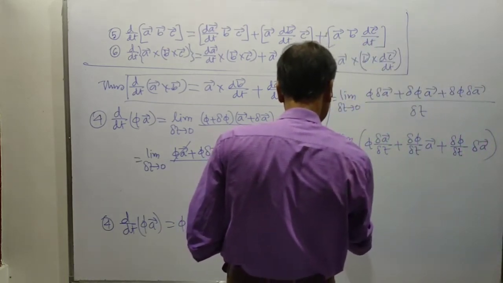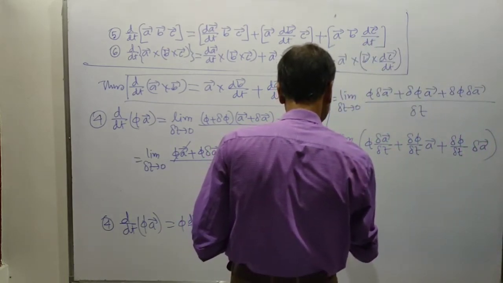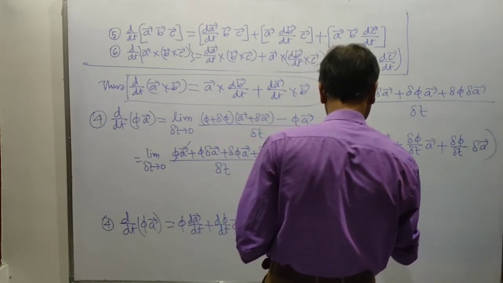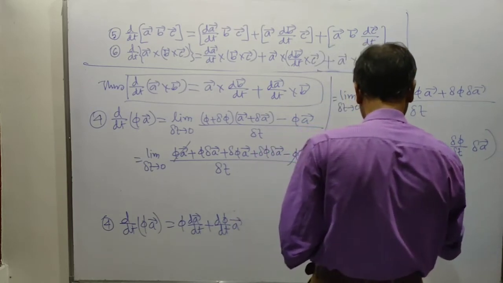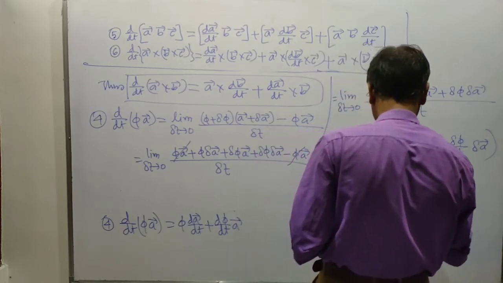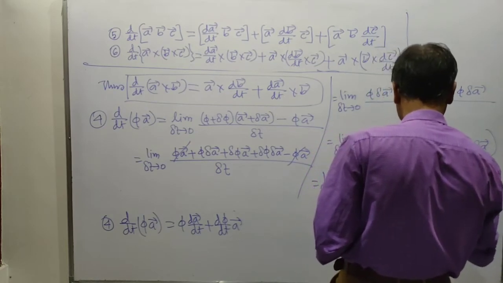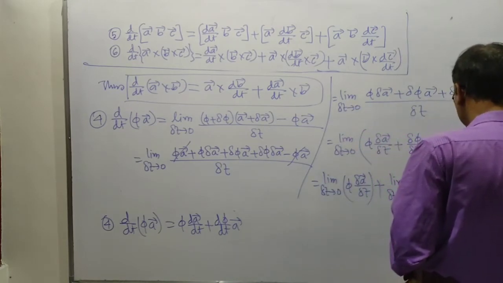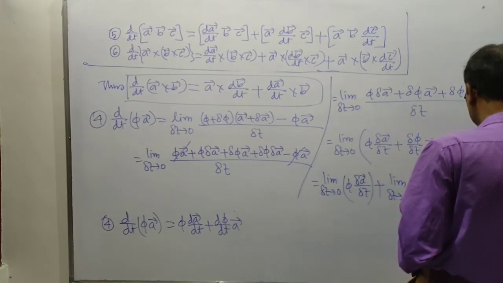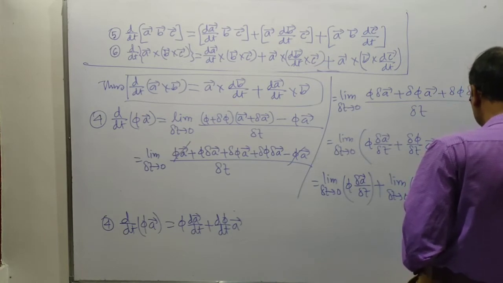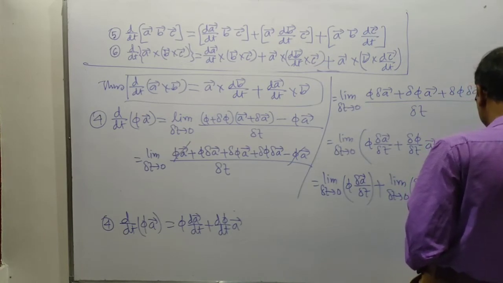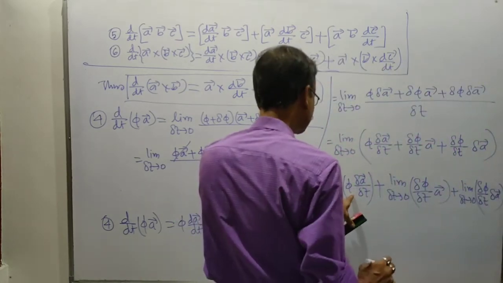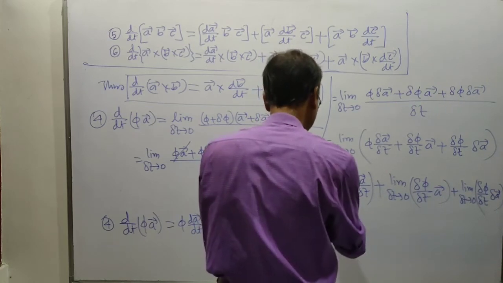This is equal to limit delta t tends to 0 of phi delta A vector by delta t, plus limit delta t tends to 0 of delta phi by delta t A vector, plus limit delta t tends to 0 of delta phi by delta t delta A vector. You may write that. This is equal to phi constant, limit delta t tends to 0.